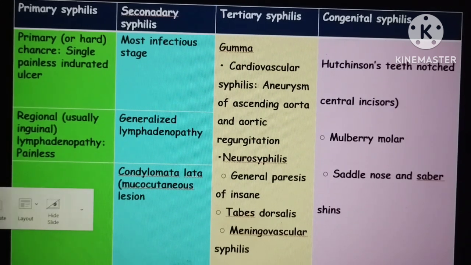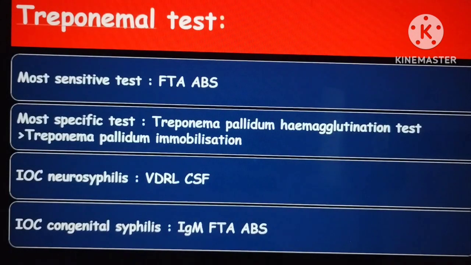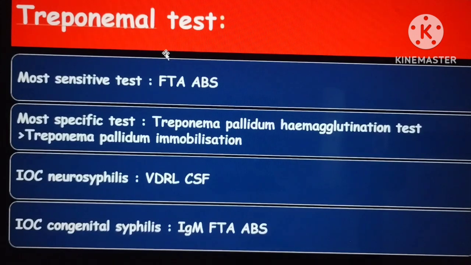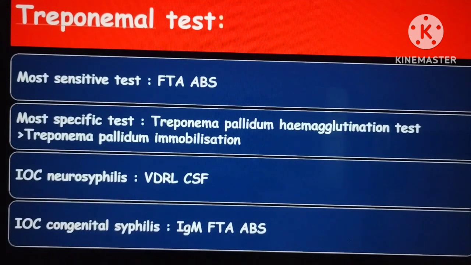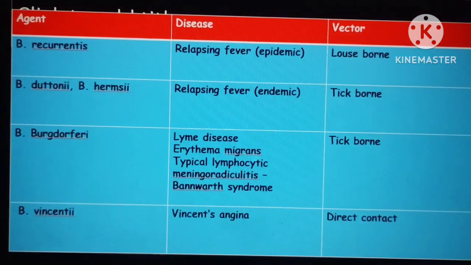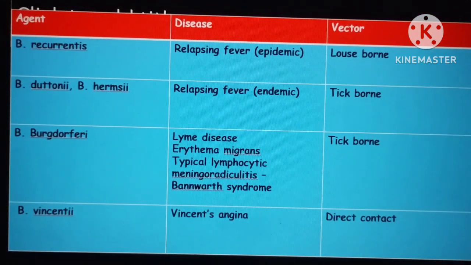Coming to the tests, the most sensitive test is the fluorescent treponemal antibody absorption test. The specific test is the Treponema pallidum hemagglutination test, and if TPI is also given, but if the option has given TPHA, go for that. The investigation of choice for neurosyphilis is VDRL, and for congenital syphilis it is IgM fluorescent treponemal antibody absorption test. Coming to Borrelia.